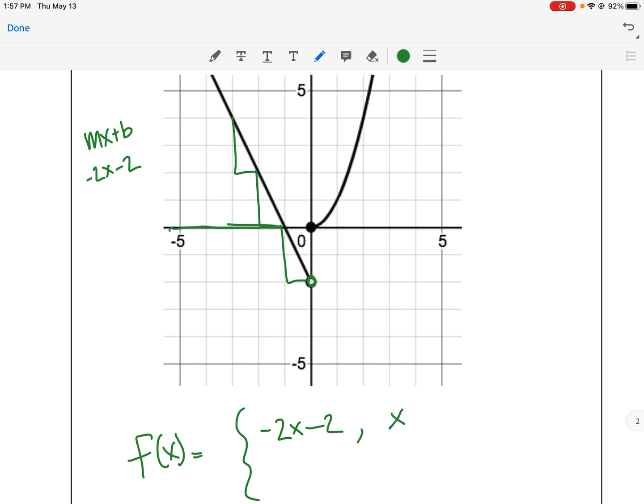And this is for what x values? So looking at our x, it goes left forever, and then it goes all the way until we get to this point right here. But it's an open circle. So up to, but not including that number right there. So for all the x values that are less than 0.